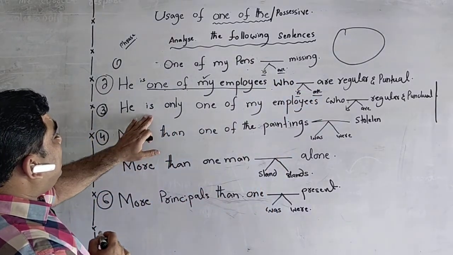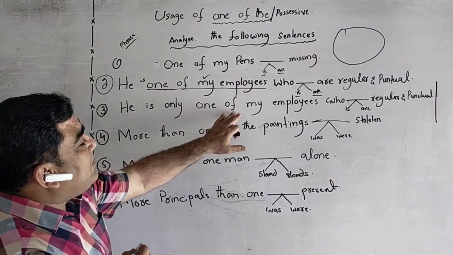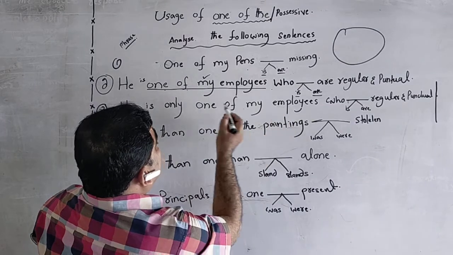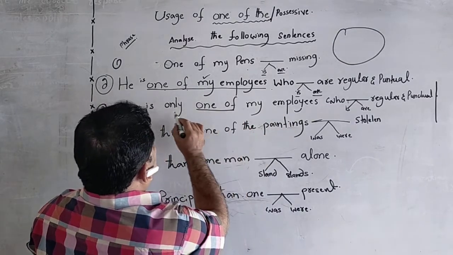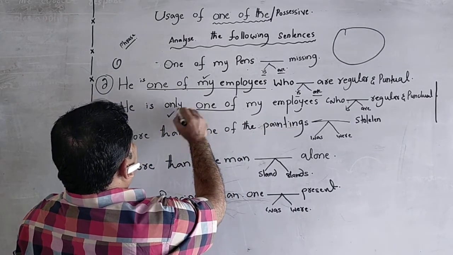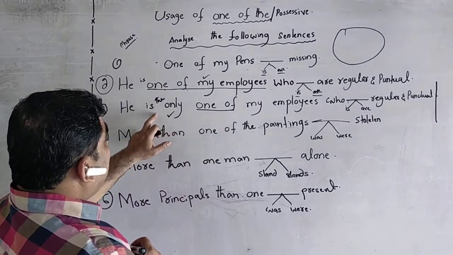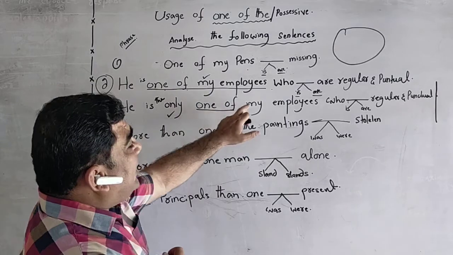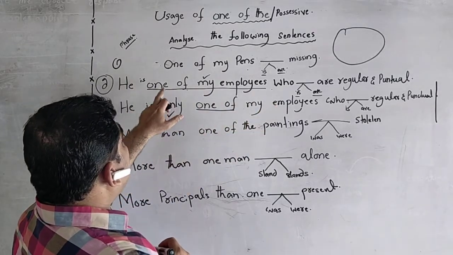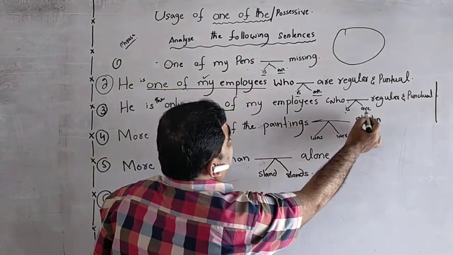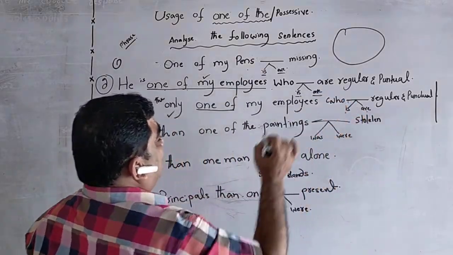Third one, he is only one of my employees. Again, what is there? "One of" is there, but before that there is some other word as well: the only. He is the only one of my employees. He is one of my employees. There is a difference. So we have is or are to put there.